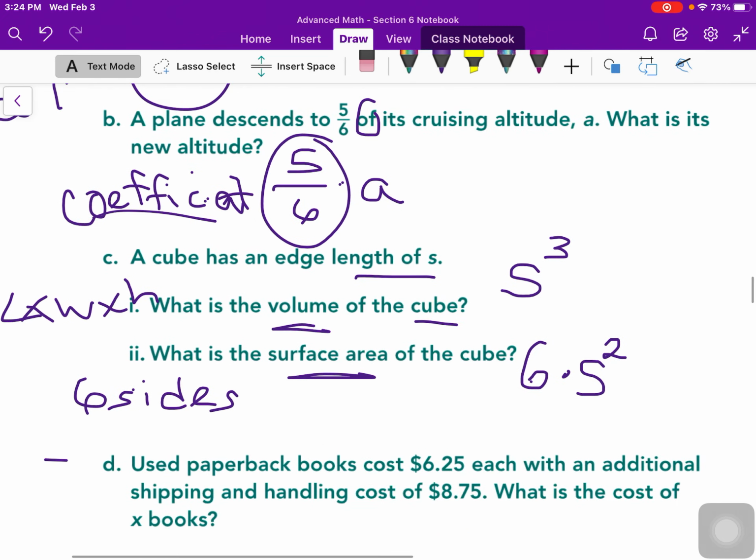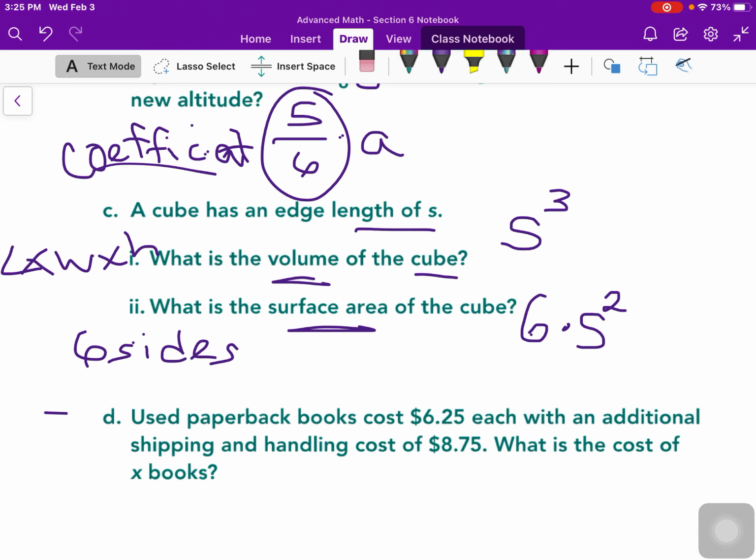Moving on, a used paper book costs $6.25 each, with an additional shipping and handling cost of $8.75. What is the cost of X number of books? All right.